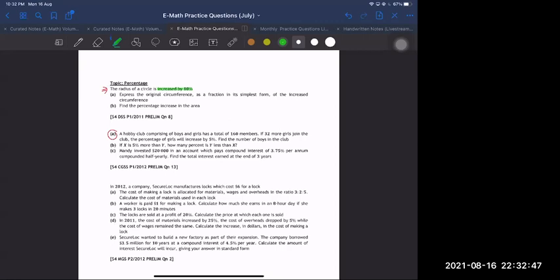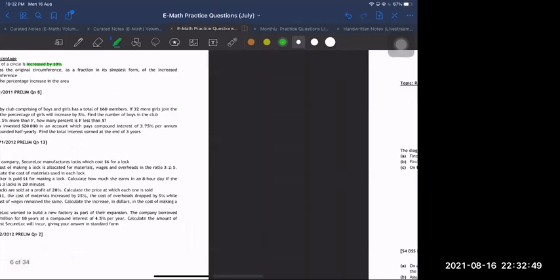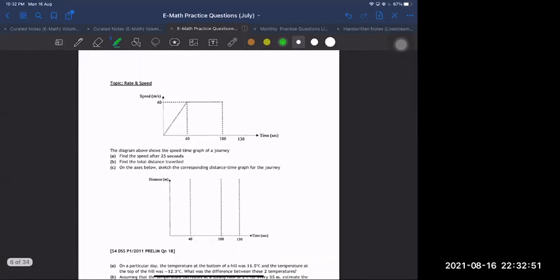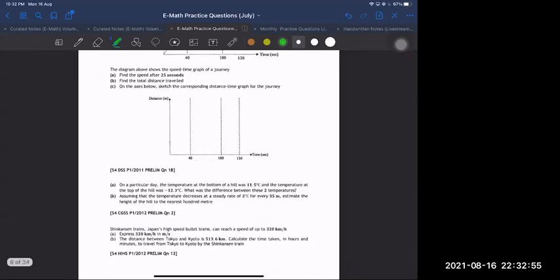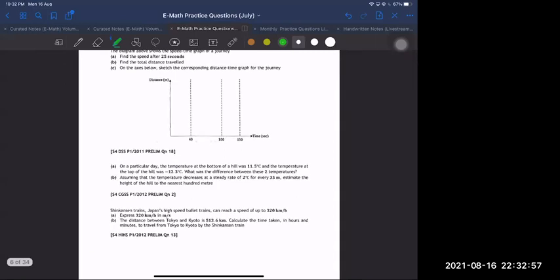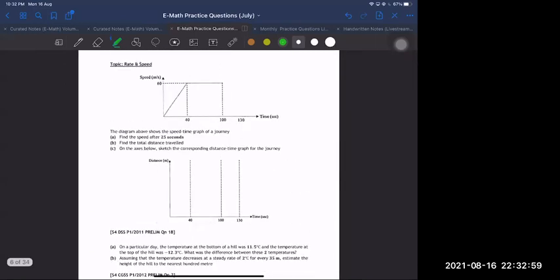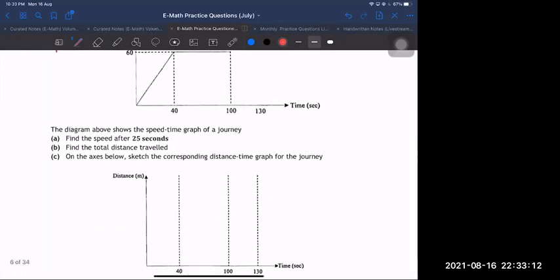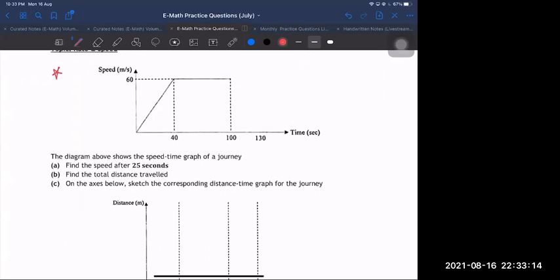That's all. Now, for rate and speed, this is a very common topic that a lot of students cannot do well. So that's why I've decided to go through one of the questions here today. I want to go through question 1. This question 1 is a very typical exam question. I have students that took their prelims today and they couldn't do this kind of question. So I wanted to go through this question. The diagram above shows a speed time graph of a journey. Find the speed after 25 seconds.